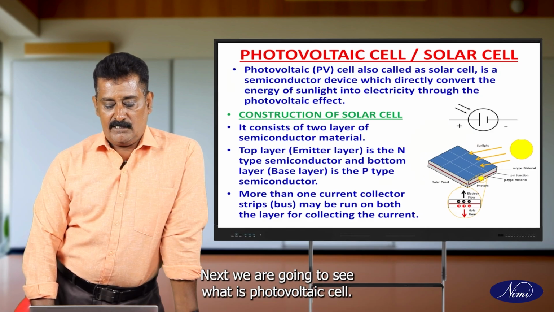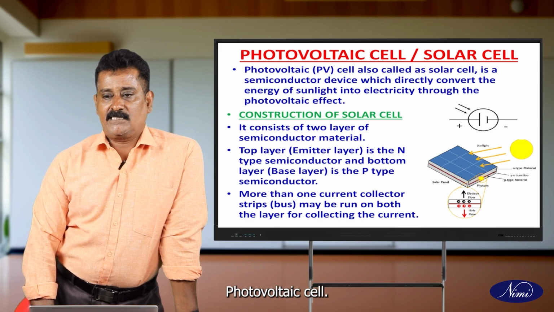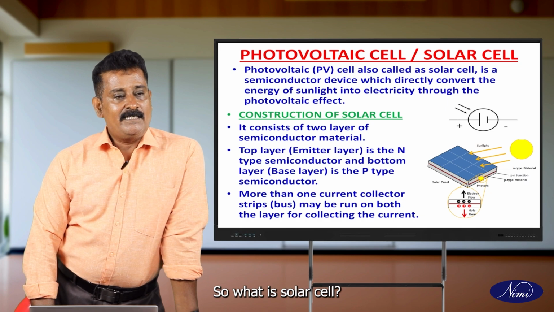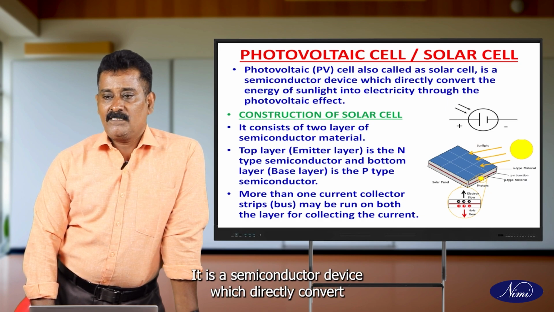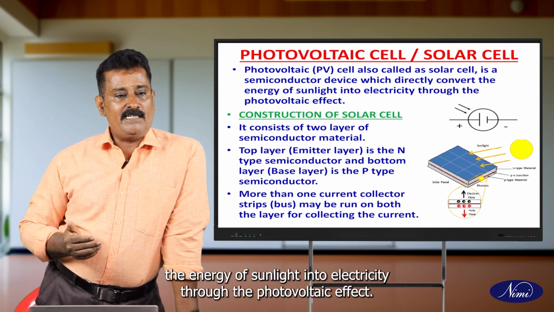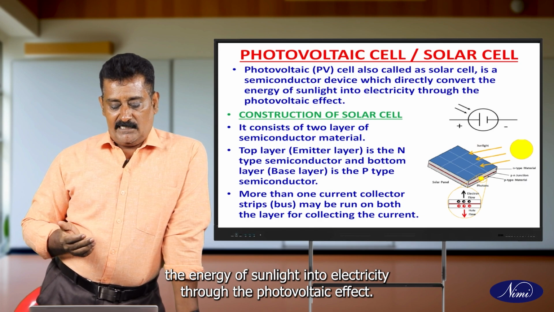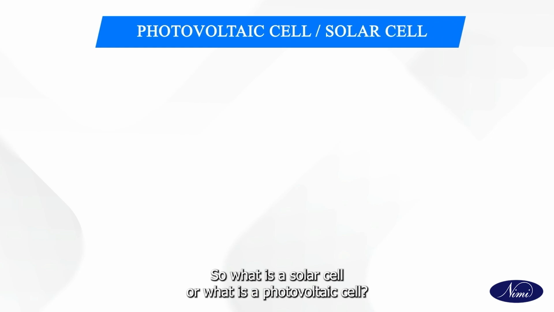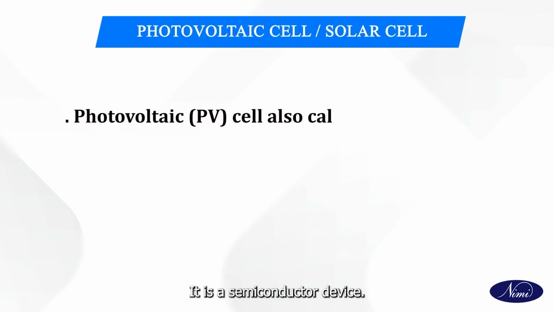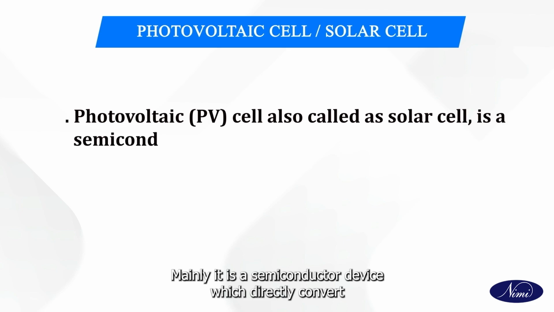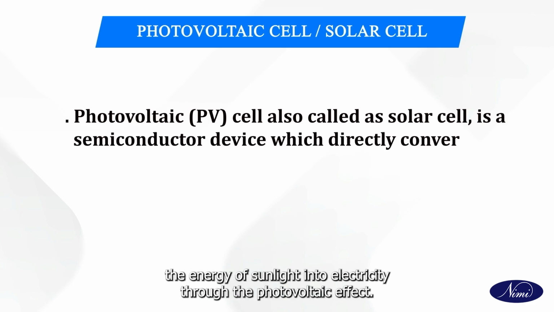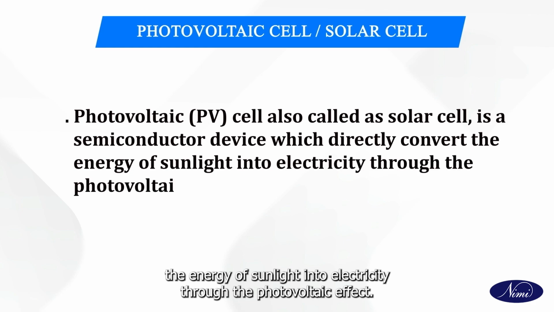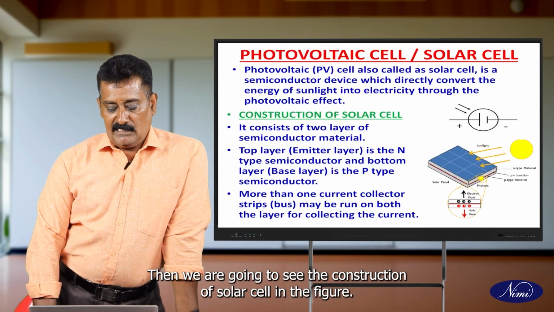Next we are going to see what a photovoltaic cell is. A photovoltaic cell is also called a solar cell. So, what is a solar cell? It is a semiconductor device which directly converts the energy of sunlight into electricity through the photovoltaic effect. Then we are going to see the construction of the solar cell.